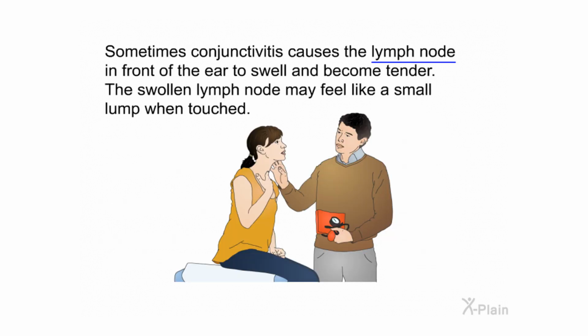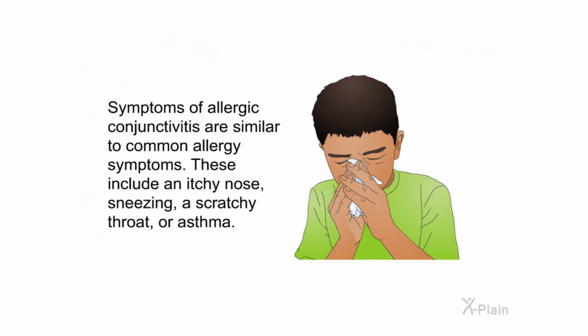Sometimes conjunctivitis causes the lymph node in front of the ear to swell and become tender. The swollen lymph node may feel like a small lump when touched. Symptoms of allergic conjunctivitis are similar to common allergy symptoms. These include an itchy nose, sneezing, a scratchy throat, or asthma.